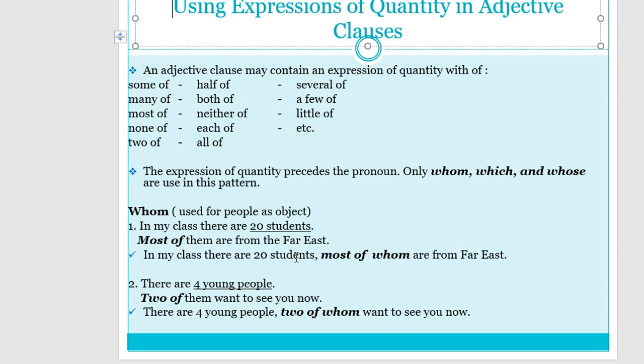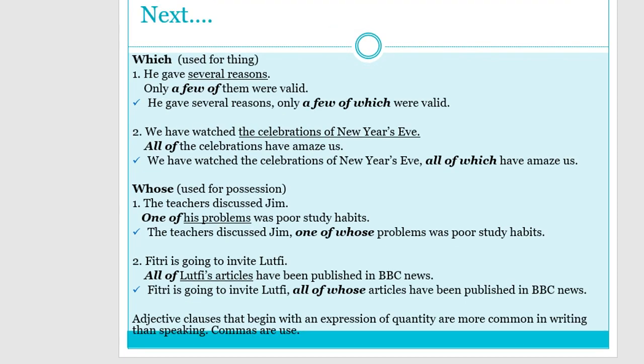The object can be a reference, and also there is a quantity. Whereas when we find the quantity, like we say "most of" and numbering here for the quantity, that's a reference of adjective clause. There are four young people, two of them want to see you now. There are four young people, two of whom want to see you now. The same example, but it's for more understanding.